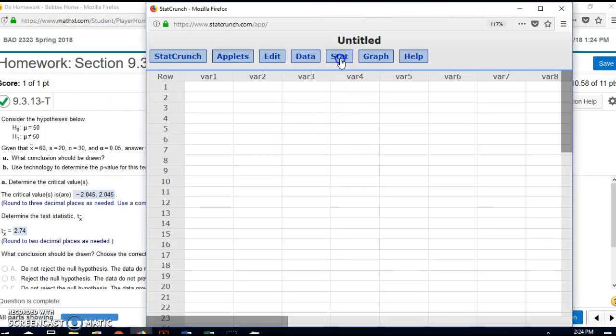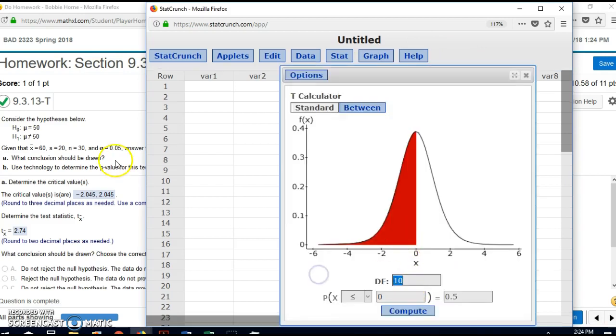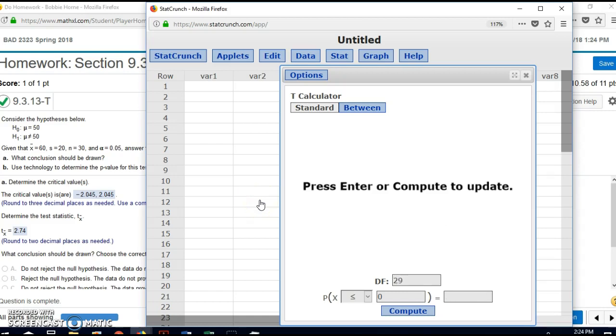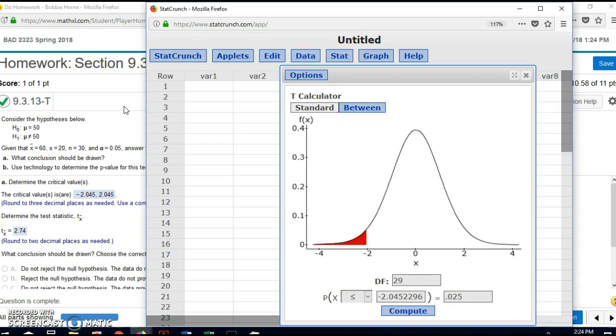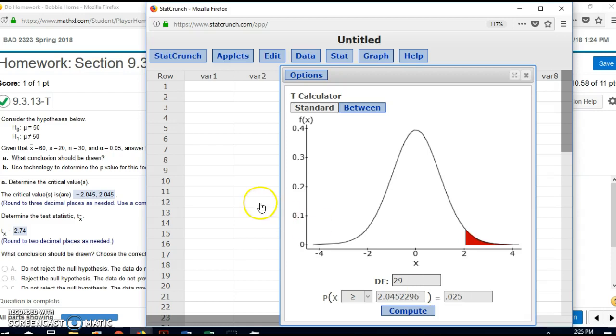by hand. So you would go to Stat, Calculators, and go to T, and the degrees of freedom is always n-1, so that's 29. And then over here, we're going to take alpha and divide it by 2 since it's a two-tailed test. So this is going to be 0.025. And you will see that our critical value is negative 2.045 for your left. And then to do the right, it would be the same thing, positive 2.045.